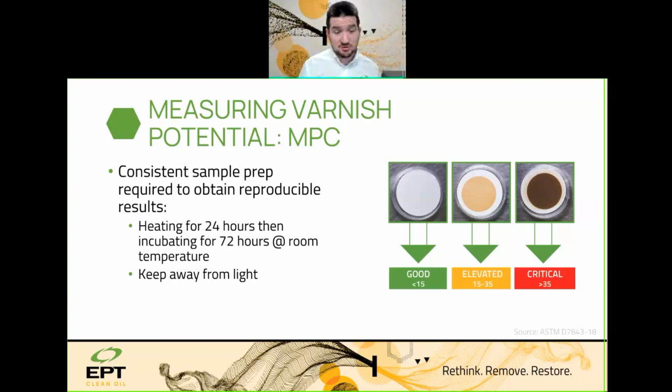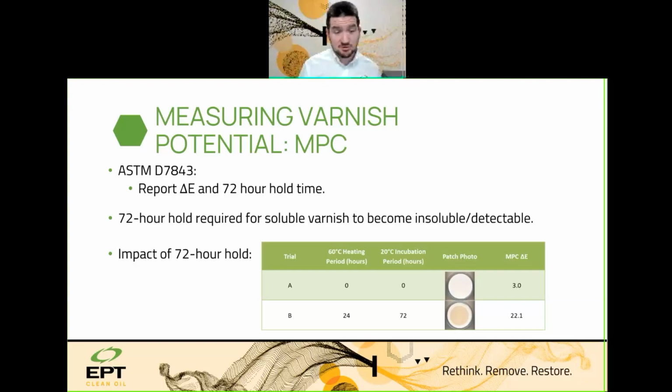You could do it for 48 hours, you'd get lower varnish results in general. You could do it for 96 hours, you'd get higher varnish results in general, because you'd give more time for insoluble varnish to come out. 72 hours, just important that we all do things consistently. So we're always comparing apples to apples.